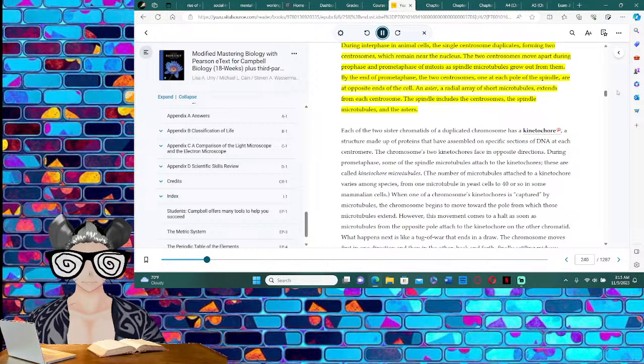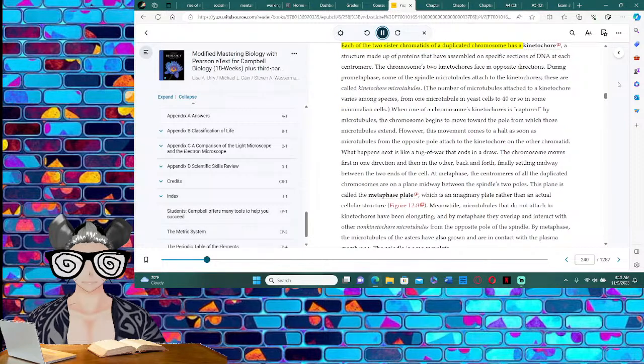By the end of prometaphase, the 2 centrosomes, one at each pole of the spindle, are at opposite ends of the cell. An aster, a radial array of short microtubules, extends from each centrosome. The spindle includes the centrosomes, the spindle microtubules, and the asters.